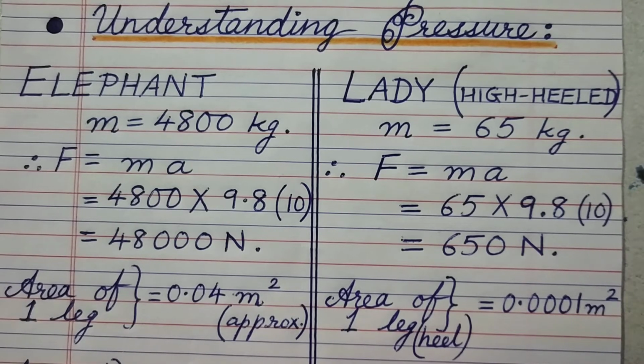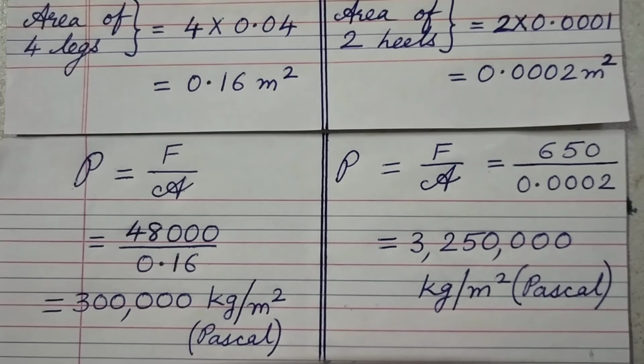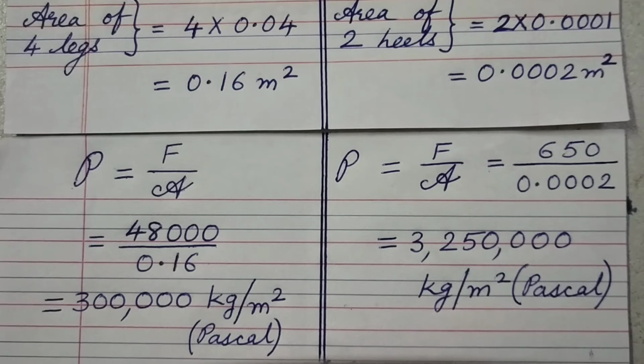Now the area of one leg of an elephant is around 0.04 meters square approximately, and the area of one heel of the sandal is 0.0001 meters square. Now area of four legs of the elephant is 4 into 0.04, that is 0.16 meters square, and the area of two heels is 2 into 0.0001, that is 0.0002 meters square.